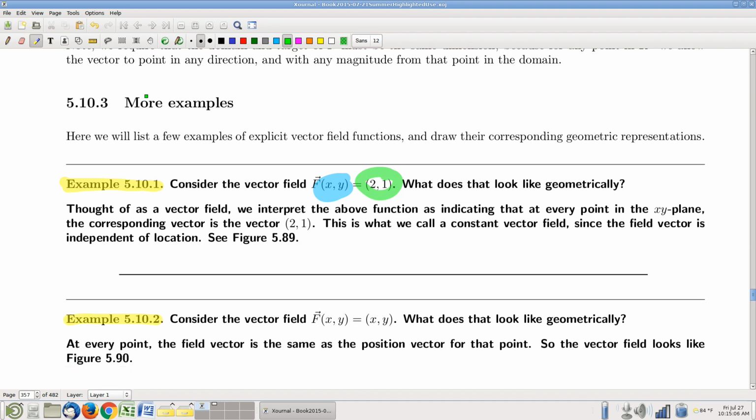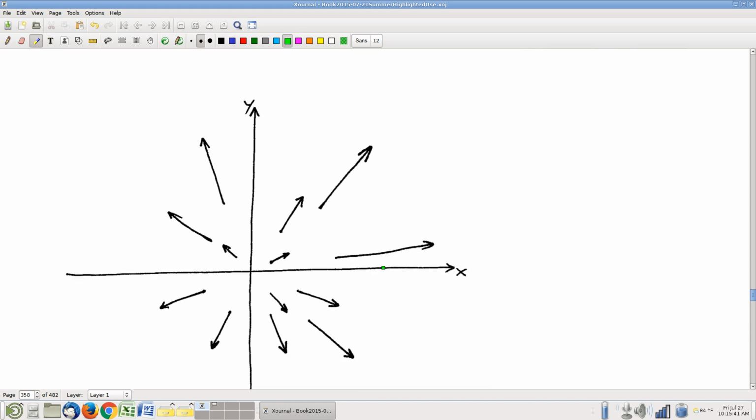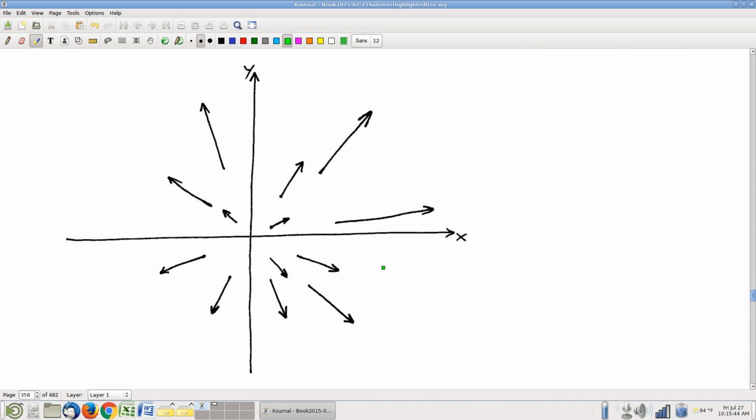Okay, what about this one? F of x, y equals x, y. We've already written down one that's not terribly different from this. This says that whatever your point is, understand the position vector. The position vector for the point x, y is the vector x, y, and the field vector is that position vector. That's what this says. This says at any given point, the field vector is the position vector for that point. So that's something like this. Now I've drawn this in a haphazard way.